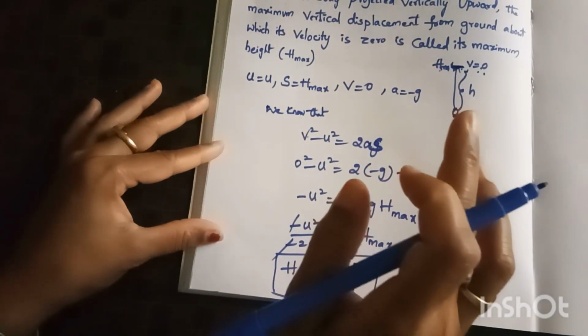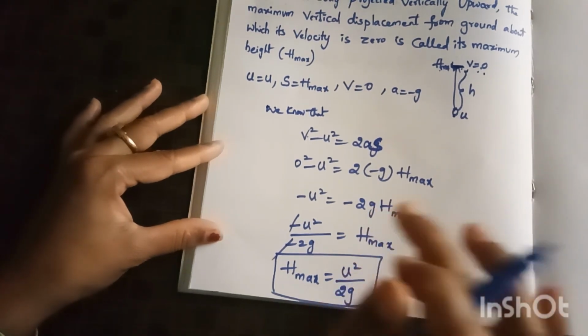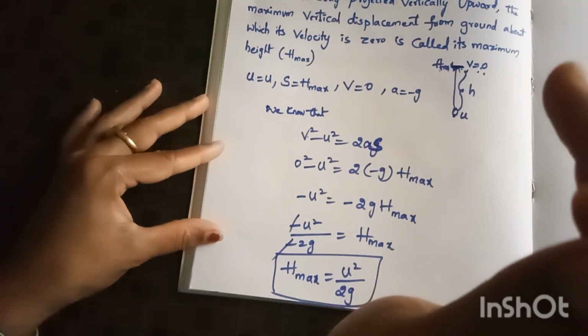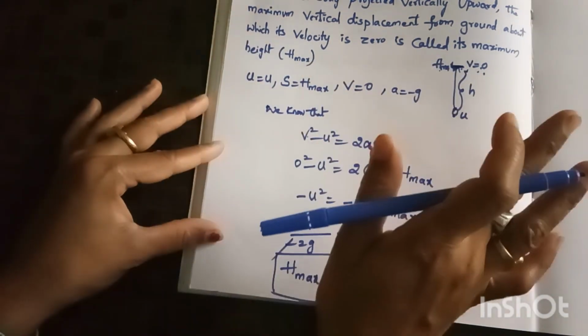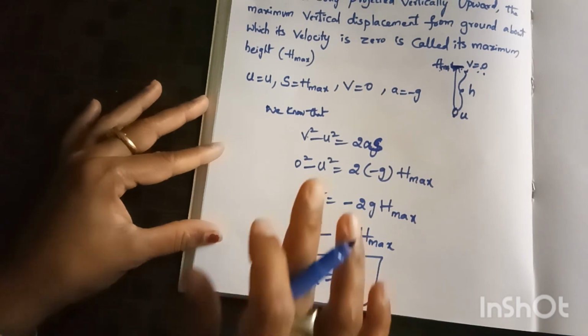When the velocity becomes 0, at that point, before the object returns back to the projected point, that point can be considered as maximum height. At that point the final velocity will become 0, and that we consider as maximum height. The maximum height expression is u square by 2g.